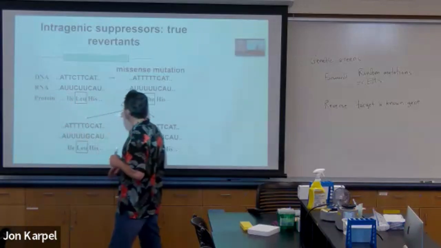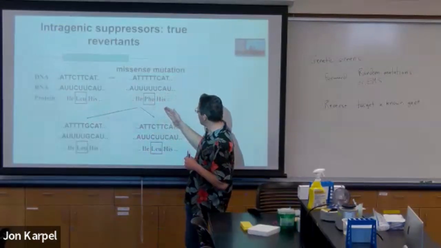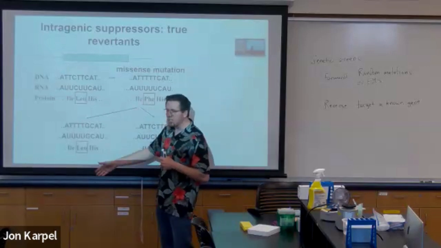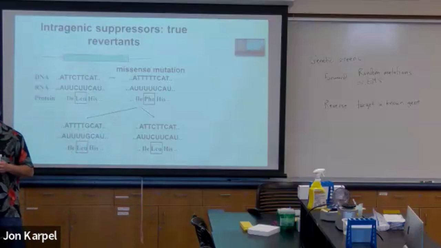Here's an example of an intragenic. So our wild type is a leucine. We mutate it to a phenylalanine. It can actually revert back to leucine under some instances. So that's where you can get the same mutation in the same gene.